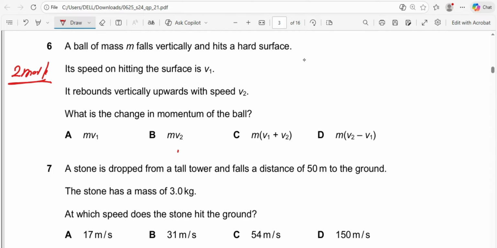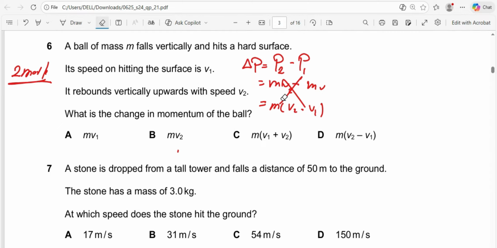Most of you will start to solve this problem with the change in momentum, delta p, which is equal to p2 minus p1, meaning mv2 minus mv1, so it would be m(v2 minus v1). If you solve it this way, you will miss the question and lose 1 mark, and most of you will solve it this way. So, what is the right answer, or how can we solve this question?